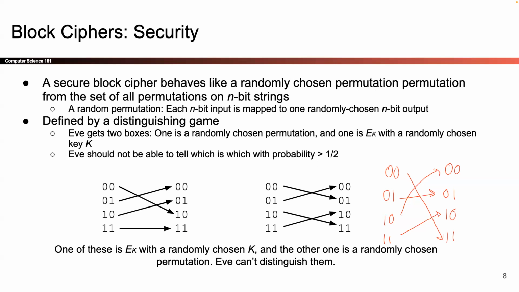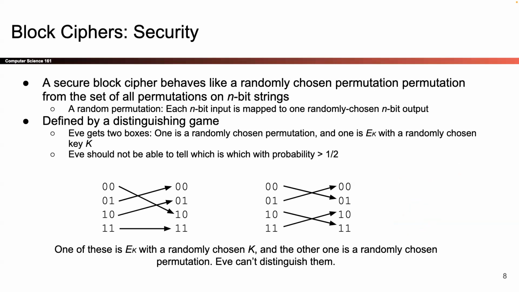So I'm going to formulate it like a game, because I think games and experiments are easier to think about than saying something like, oh, this block cipher behaves like a random permutation. It's indistinguishable from a random permutation. I think that's kind of hard to think about. So I'm going to play a game.